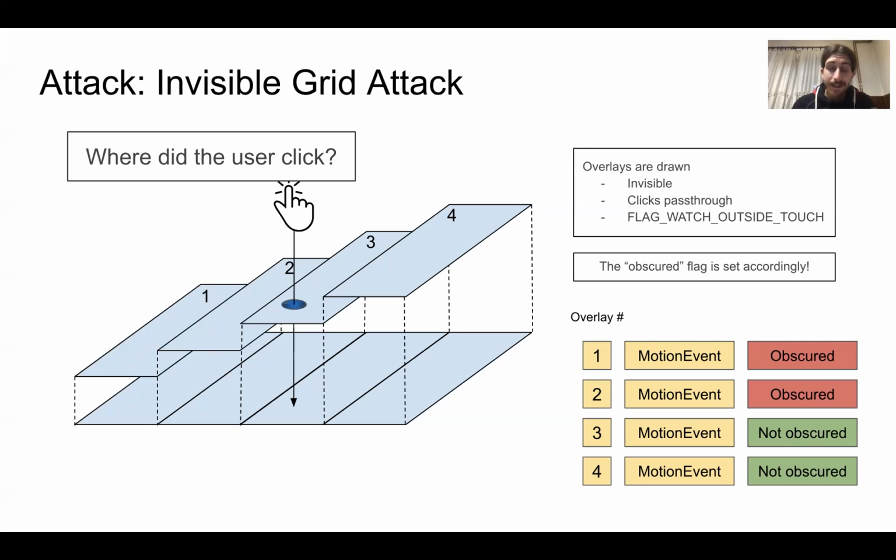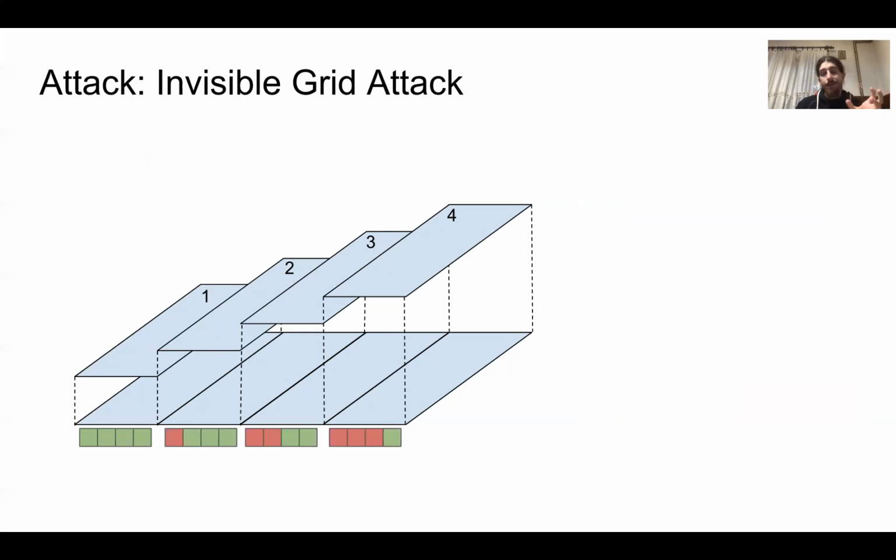Depending on where you click, number 3 or number 4, you're always going to receive 4 motion events. No matter where you click, you're always going to receive 4 motion events. But the pattern of the obscured flag is different. So again, if you click on number 1, you're going to see 4 non-obscured. If you click on number 4, you're going to see obscured, obscured, obscured, non-obscured. And then basically you can follow these patterns to infer where the user clicked.